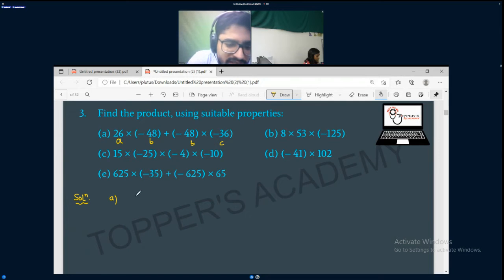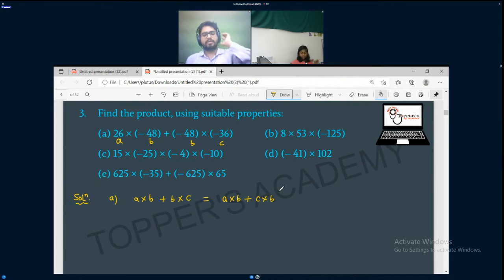Yeah. We can say this is equal to A into B plus B into C. We can write this as A into B plus C into B. Yes or no? Why? Tell me the name of the property. We can write A cross B plus B cross C as A cross B plus C cross B. Tell me the name of the property. Smiran? Yes, sir. Why can we do that? Why is this true?